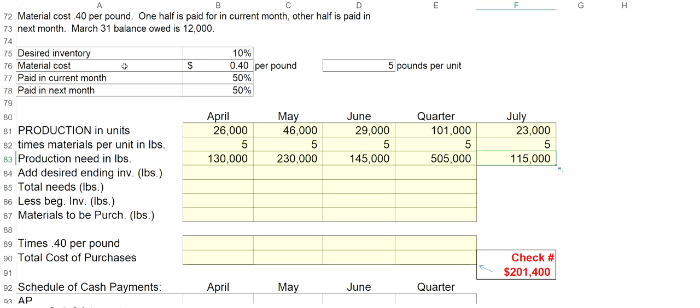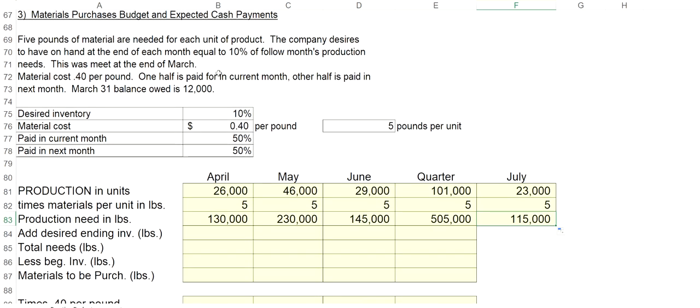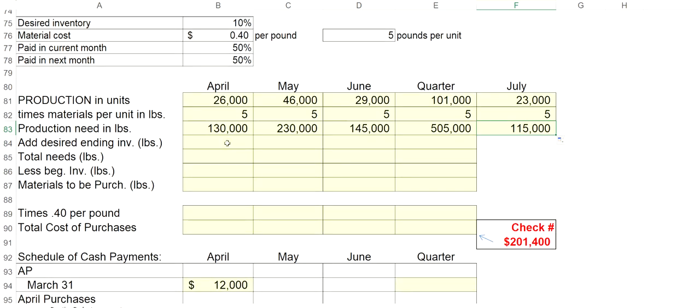Now, in this case, they want a desired ending inventory of materials, and our materials comes in pounds, of 10% of the next month's needs. So similar to what we did with the production budget, I'm going to add desired ending inventory and take out beginning inventory. So desired inventory will be 10% of next month's needs. So 10% or 0.1 times next month's needs, which are May's 230,000. So 0.1 times 230,000 is 23,000. For May, I'll take 10%, 0.1 times June's needs, which are 145,000.